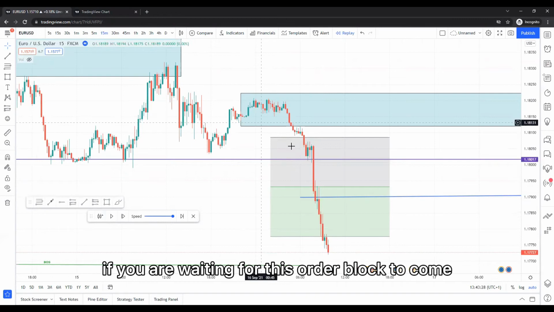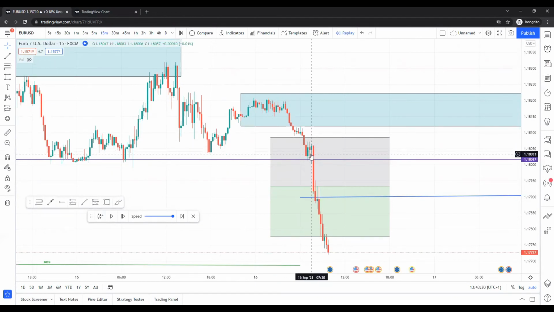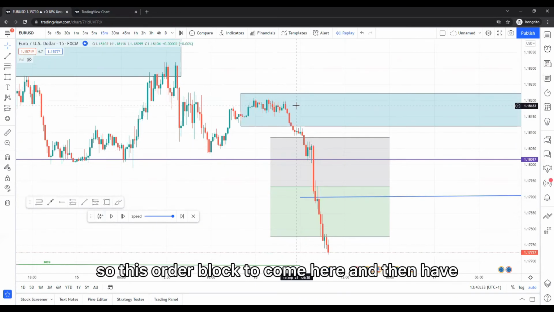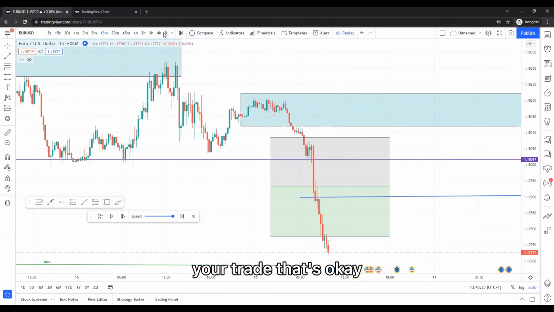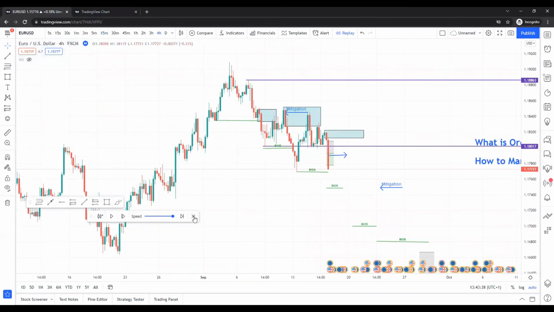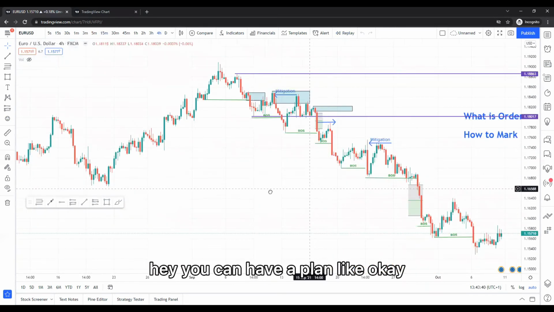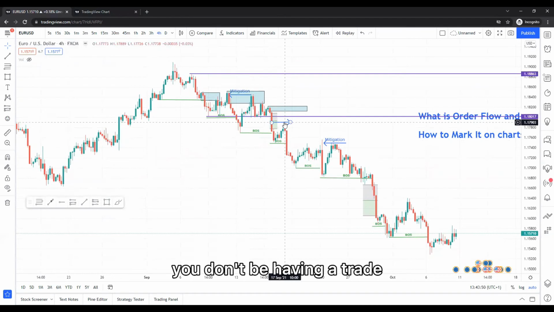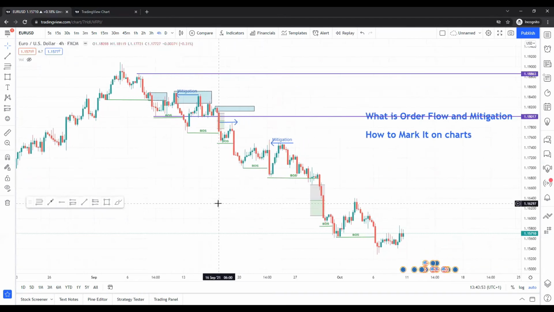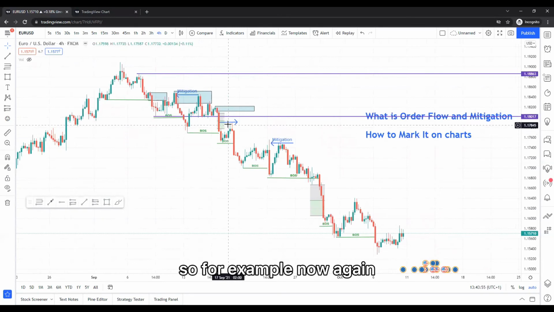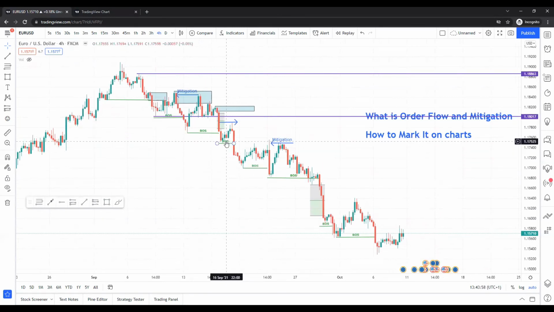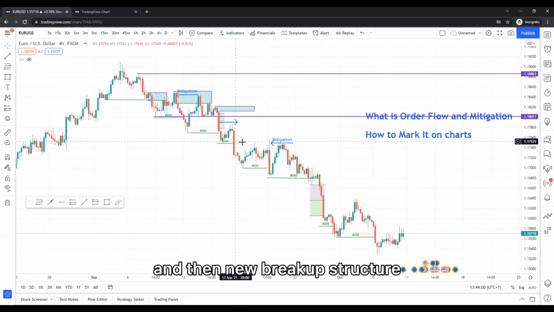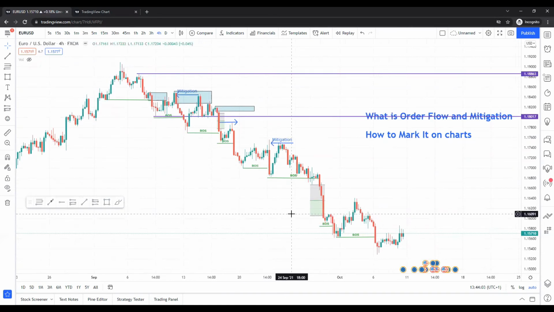If you are waiting for this order block to come here and then have your trade, that's okay. You can miss this trade, it's okay. You can have a plan like, okay, I will only trade the order blocks, not the price inefficiency. It's fine, it will work, okay. But in this case, you won't be having a trade, okay. So for example, now again, a new break of structure mitigated something, a price inefficiency here, and then a new break of structure, okay.